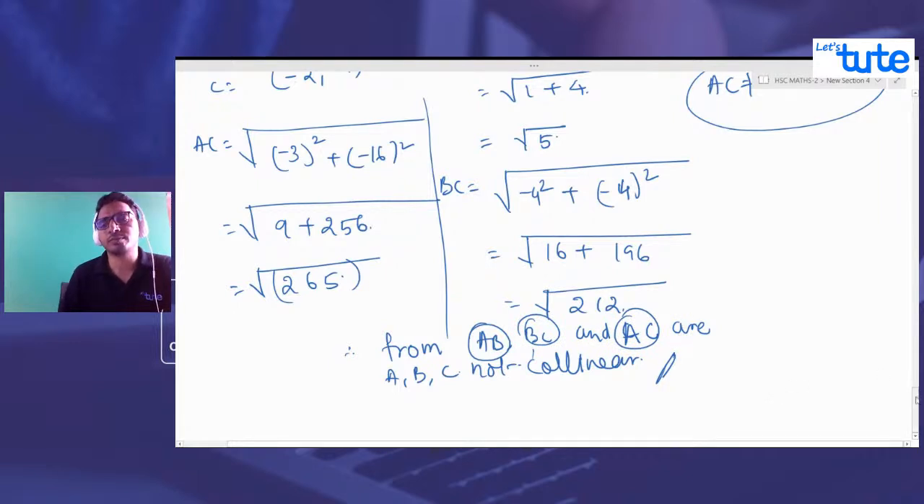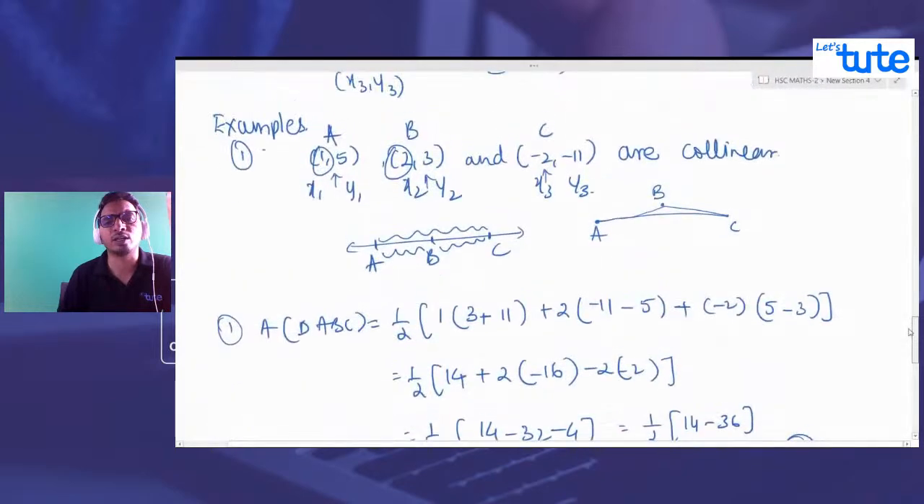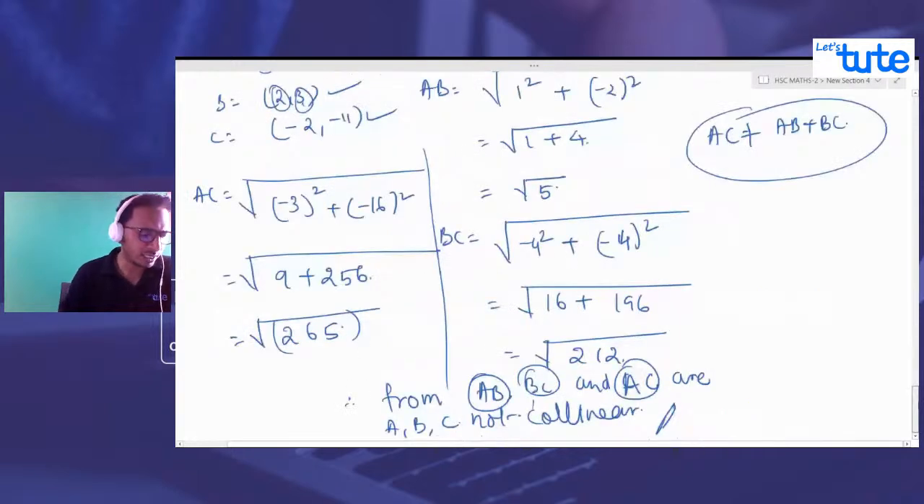So it was quite an interesting question, where we used the area of triangle formula, and also the distance formula. Yeah, fine. Then let's see one more question which we can solve. I'm just checking what question we can solve.